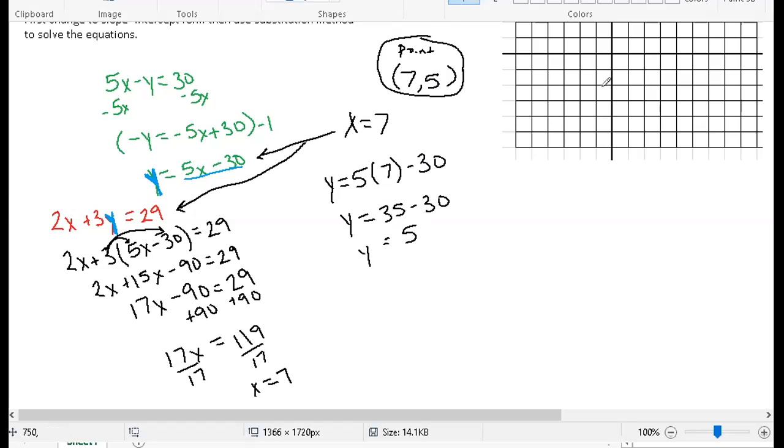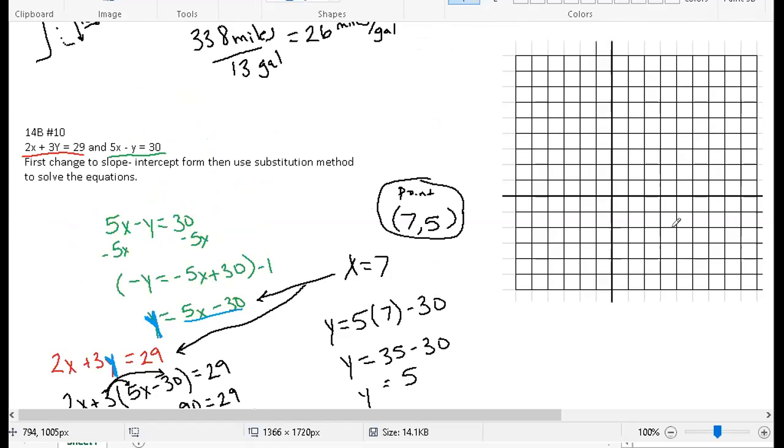Remember that if you were to draw the equations on here, the point of intersection would actually be a point. So it would be this point right here. It'd be the point 7, 5.